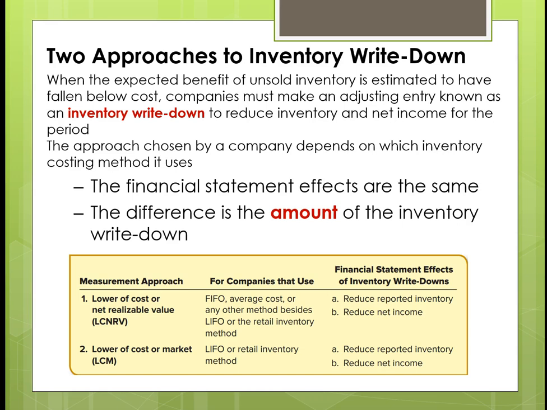One is called the lower of cost or net realizable value. That's the easy one to do. All you're going to do is compare the cost to net realizable value, which is going to be the cost minus the sales commission. And whichever's lower is what you're going to use to value the inventory. The other one is the lower of cost or market. This one is a little different because it's got ranges, and it's used specifically for LIFO or retail inventory methods. So if you're not using LIFO and you're not using the retail inventory methods, then you can use the lower of cost or net realizable value, which is the easy one.